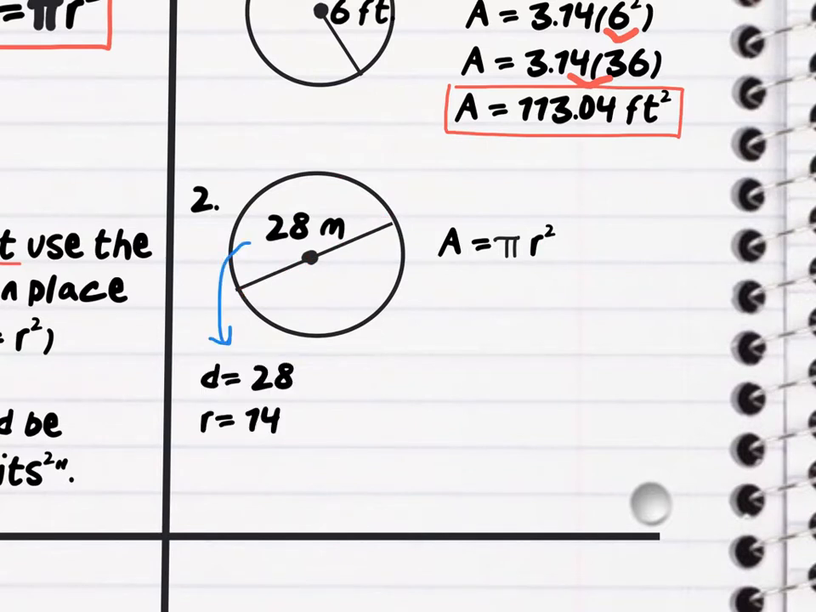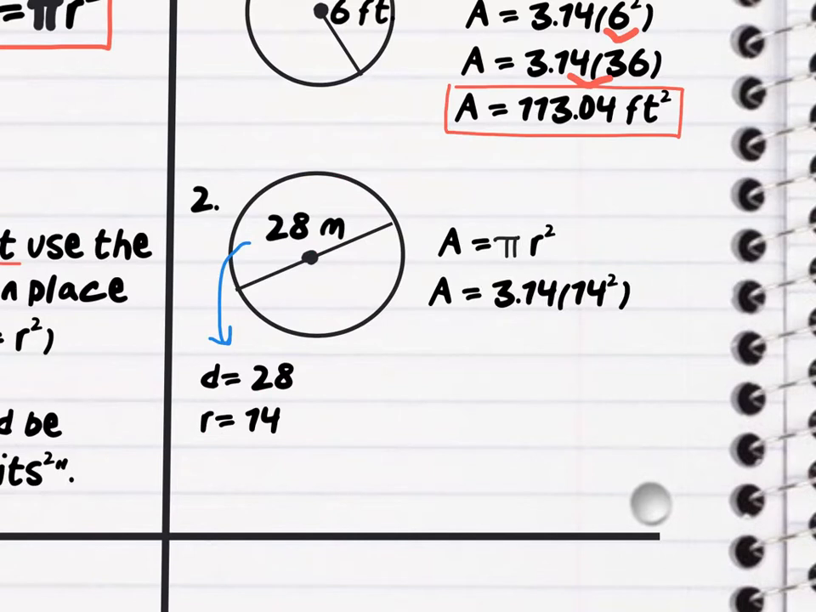So because the diameter is 28, remember in the previous lesson we learned that the radius is half of that. So we take that 28 and divide it by 2. The radius is 14. Now we can plug in our numbers in our formula.